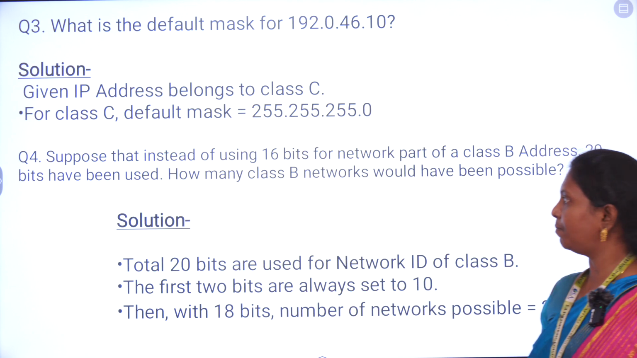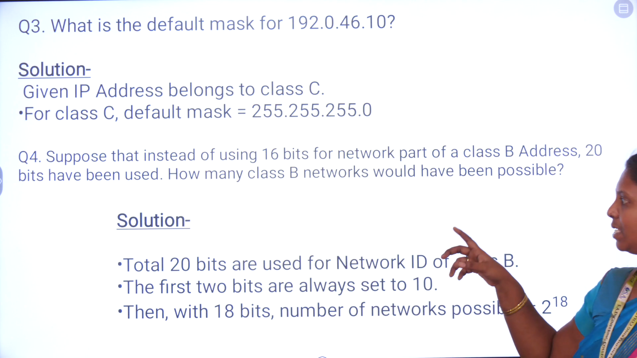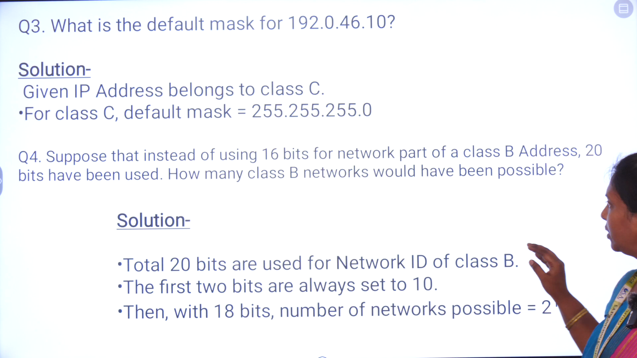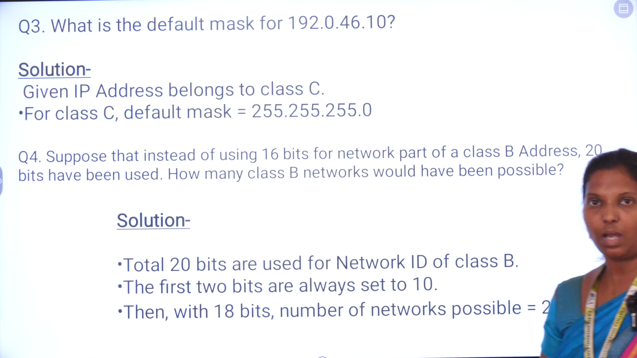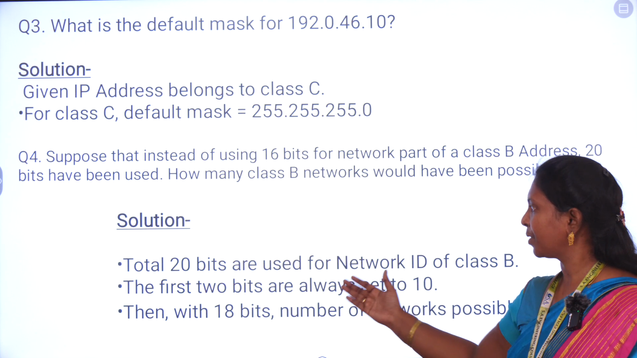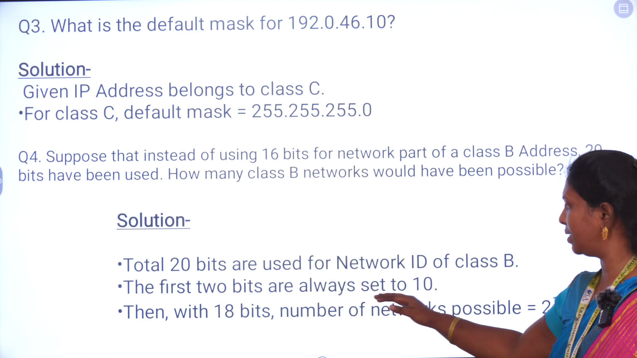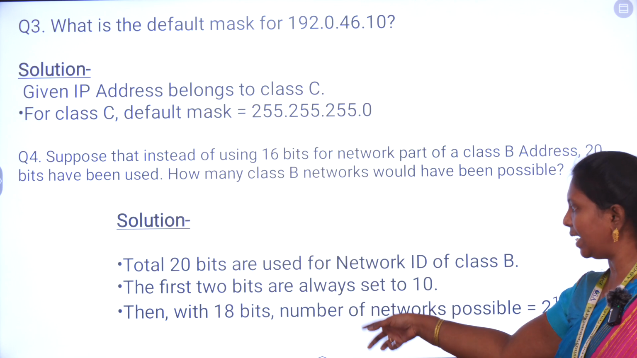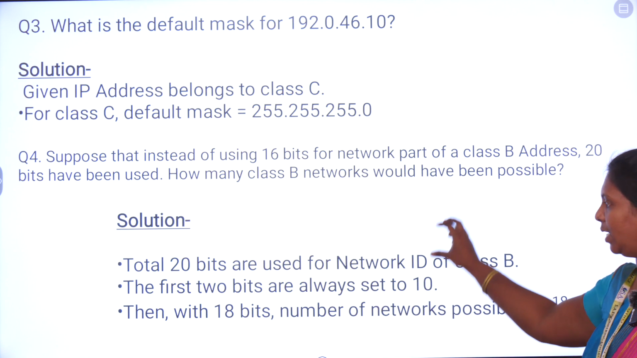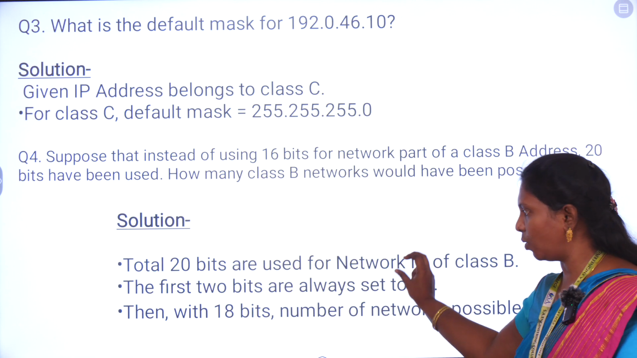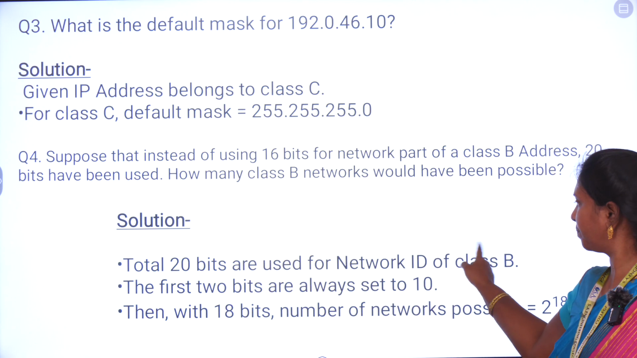Then fourth question. Suppose that instead of using 16 bits for the network part of a class B address, 20 bits have been used. How many class B networks would have been possible? So out of 16, they have provided 20 bits. So now how many IP addresses are possible? The solution is: a total of 20 bits used for the network ID of class B, and the first 2 bits are always set to 10. Then with 18 bits, the number of networks possible is 2 to the power 18. So in this scenario, you have to identify the number of fixed bits, here 2 bits, and finally find 2 to the power the number of remaining bits.